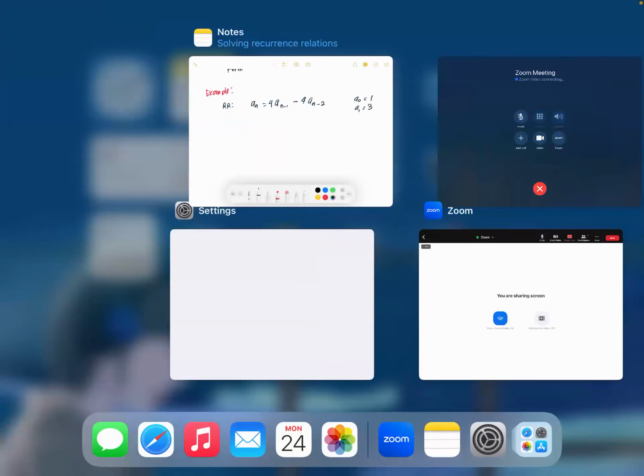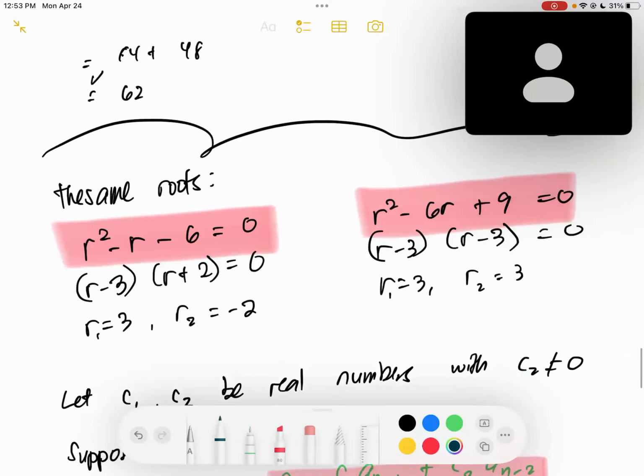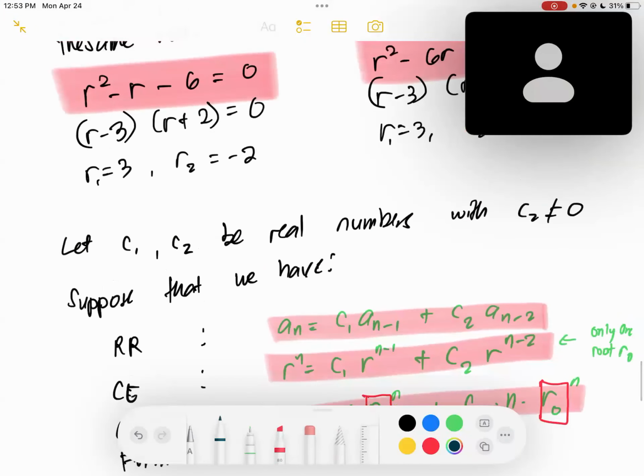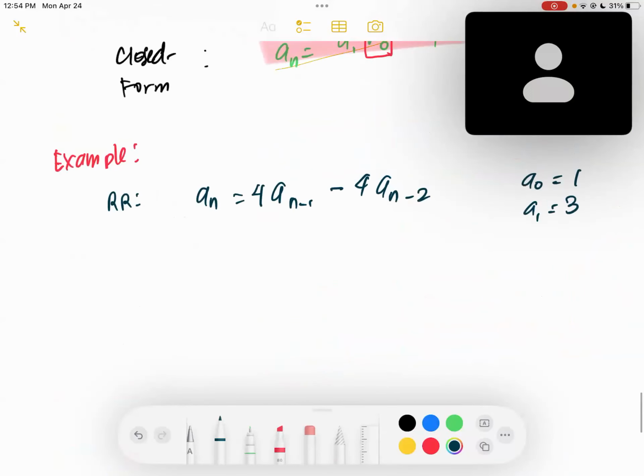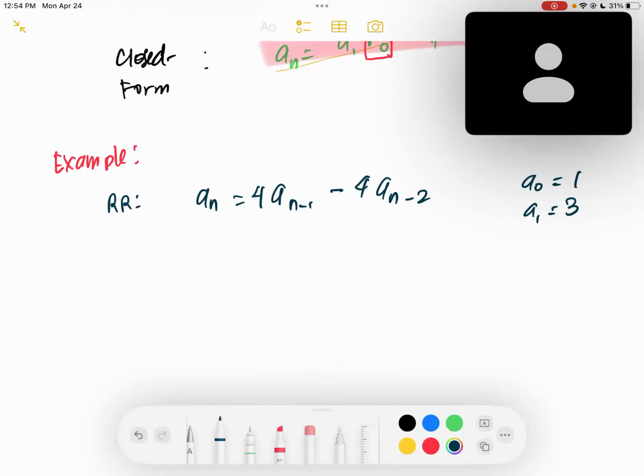Okay, so hello everyone. In the previous video, we discussed solving recurrence relations wherein the characteristic equation has the same roots. In this example, we will solve a recurrence relation with a characteristic equation that has the same roots. Assume we have the recurrence relation a sub n equals 4 times a sub n minus 1 minus 4 times a sub n minus 2, with initial conditions a sub 0 equals 1 and a sub 1 equals 3.